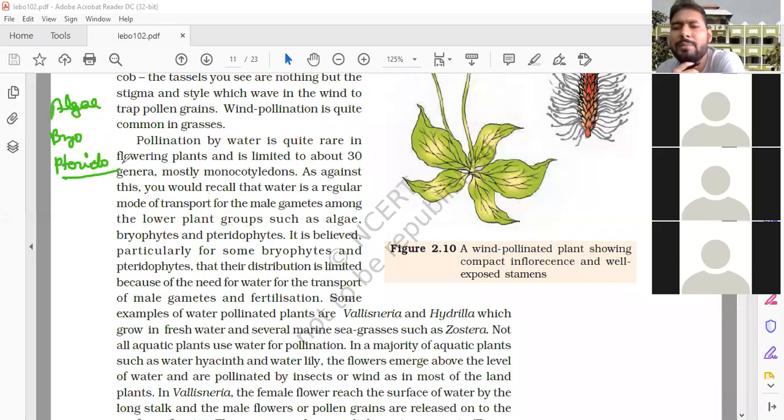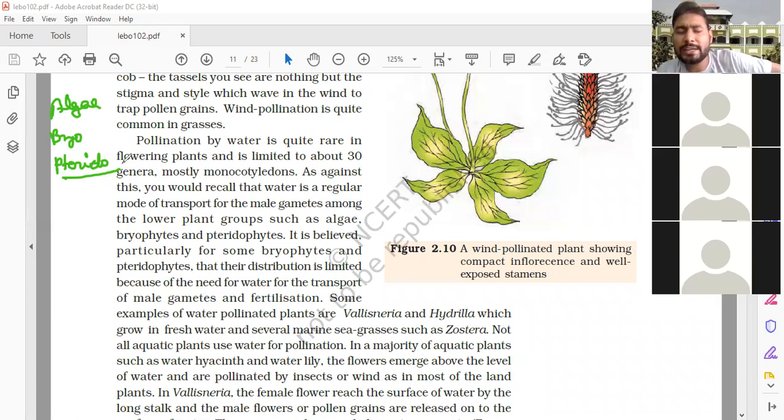Clear? Algae, Bryophyta, Pteridophyta. These belong to the cryptogams, because seed formation does not take place in them. In algae, Bryophyta, and Pteridophyta, pollination generally does not happen. We are not using the term pollination here. Direct fertilization takes place.